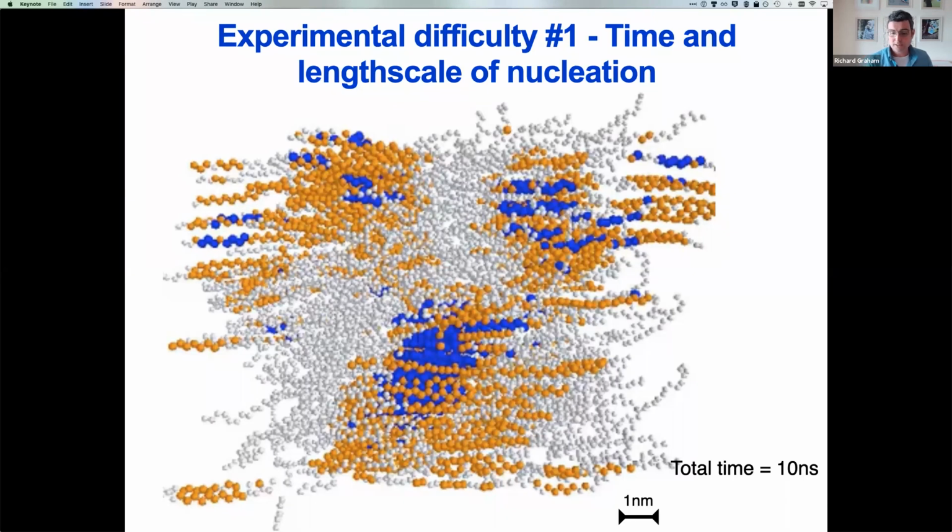And it makes it extraordinarily difficult to view in experiments. The key thing is happening on a time and length scale that's much quicker and much finer than can really be detected by experiments.